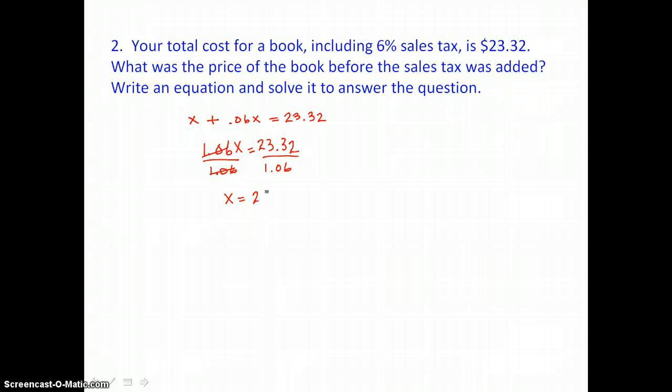So once we solve our equation for x, we're going to go back and answer the question, what was the price of the book before the sales tax was added? The price of the book was $22.